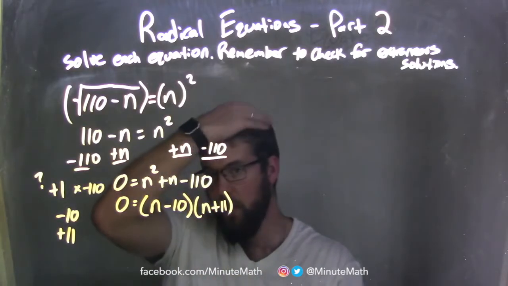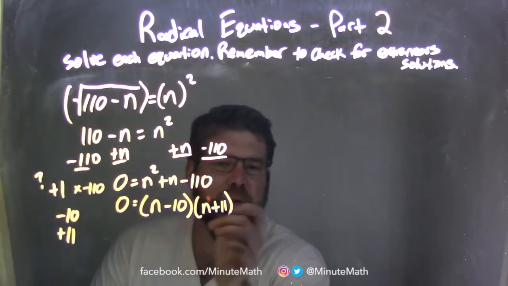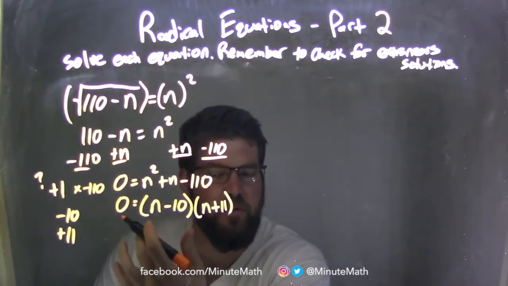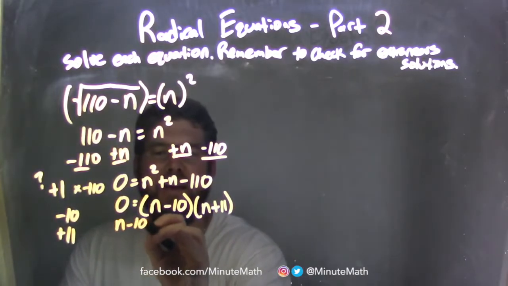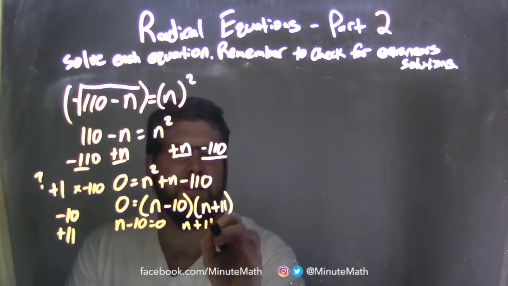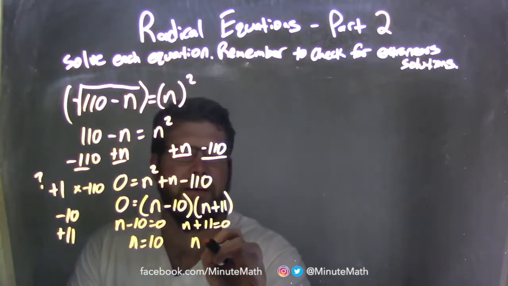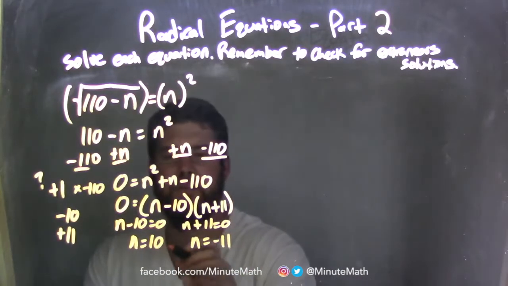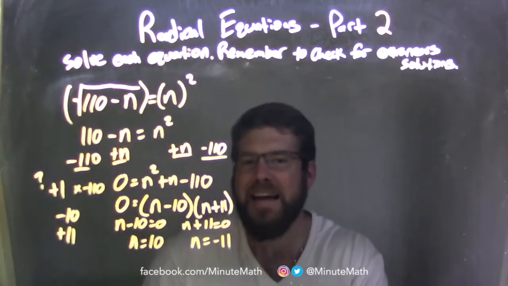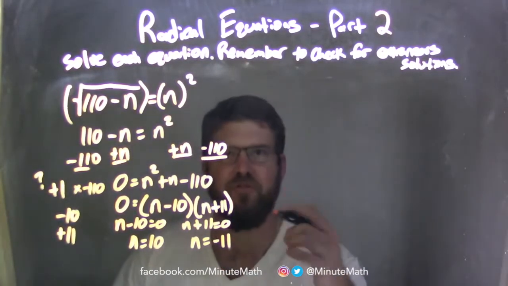Now, by factoring it out, I can set each parenthesis equal to 0 to solve, which becomes pretty easy to do now. We have n minus 10 equals 0 and n plus 11 equals 0. That just means n equals positive 10 and n equals negative 11. So we have our two answers here, 10 and negative 11. But I need to check if any of them are extraneous. So here's my check.